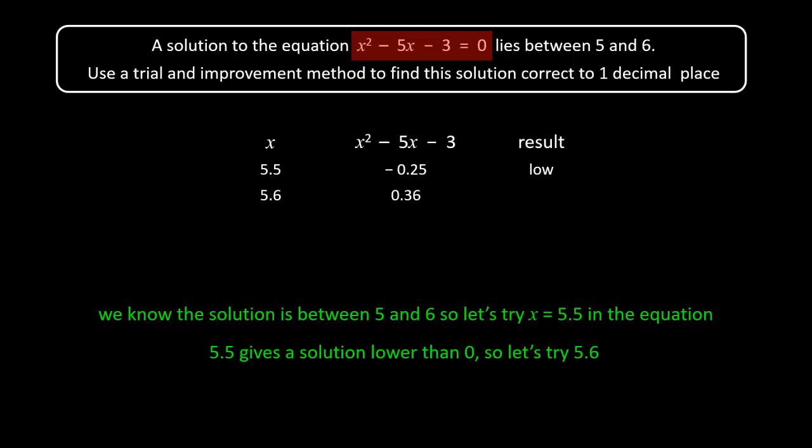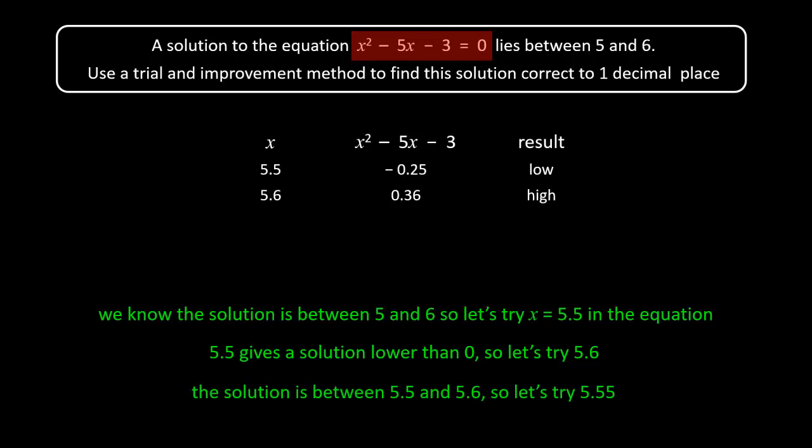Now that is above 0. In other words, it's high. And this is the situation we want to try and get. In future, they won't be quite as quick as this, but we've got two numbers for x, 5.5 and 5.6. They're next to each other on a number line, and one is low and one is high.